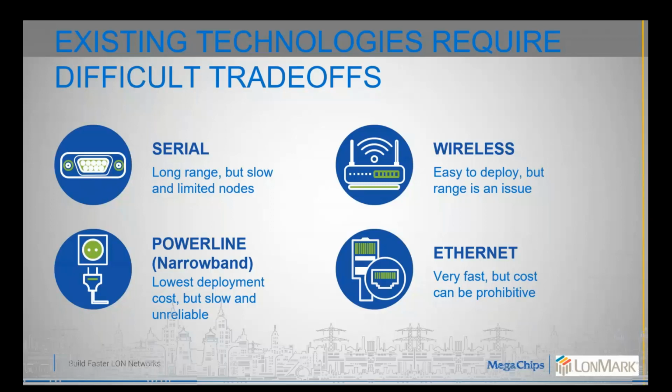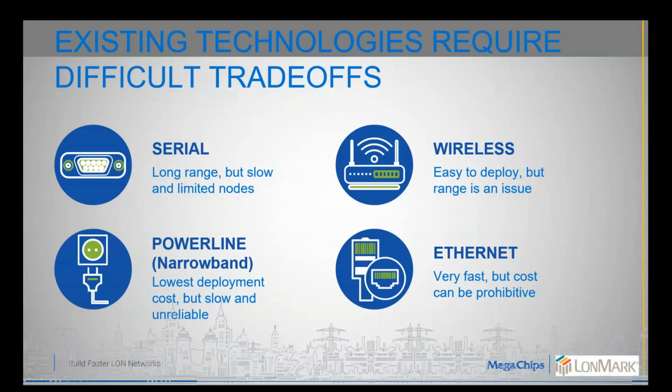If you've been in this space for a while, you already know that existing communication technologies require difficult trade-offs. With serial, such as RS-485, you get longer ranges, but have to sacrifice speed and are limited in the number of nodes you can deploy, among other installation complexities such as grounding issues, as well as the cost of pulling new wiring. Low-speed wireless holds the promise of easier deployments, but range is an issue, it has limited data rates, latency is an issue with larger networks, and it can be easily jammed.